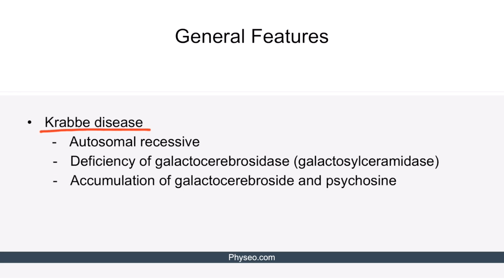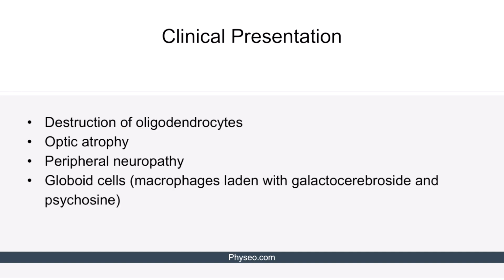Krabbe disease is an autosomal recessive lysosomal storage disease caused by deficiency of galactocerebrosidase, also known as galactosylceramidase. There's an accumulation of galactocerebroside and psychosine, the substrates for the deficient enzyme. The patients with Krabbe disease have destruction of oligodendrocytes followed by optic atrophy. They also experience peripheral neuropathy.